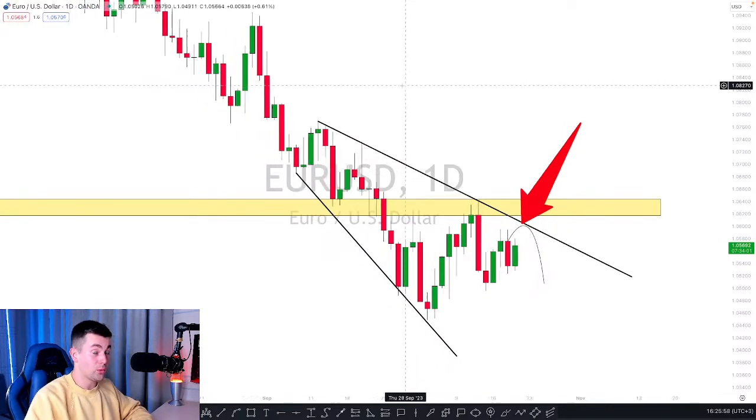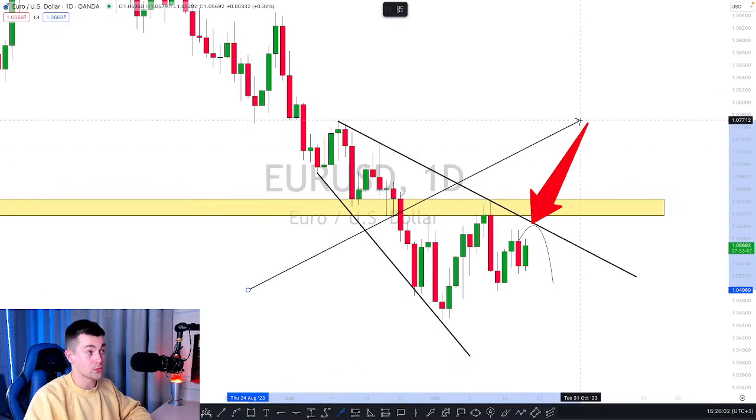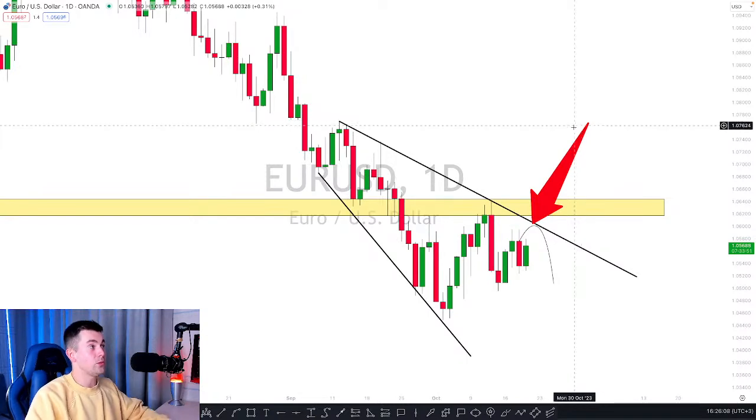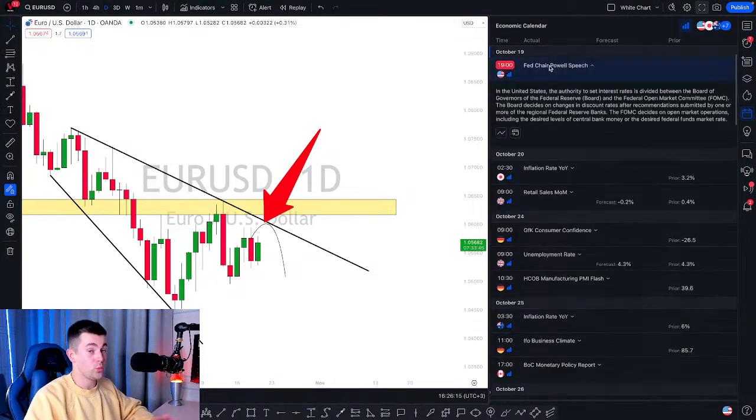However, remember that Powell's speech is ahead, and bullish violation of that yellow resistance will give you a very strong bullish confirmation. Yeah. So, traders, remember that in 2 hours, 30 minutes, we have Powell's speech. And as always, the market might be volatile.